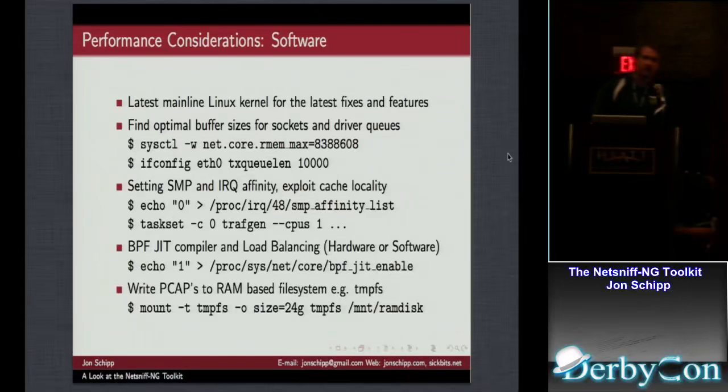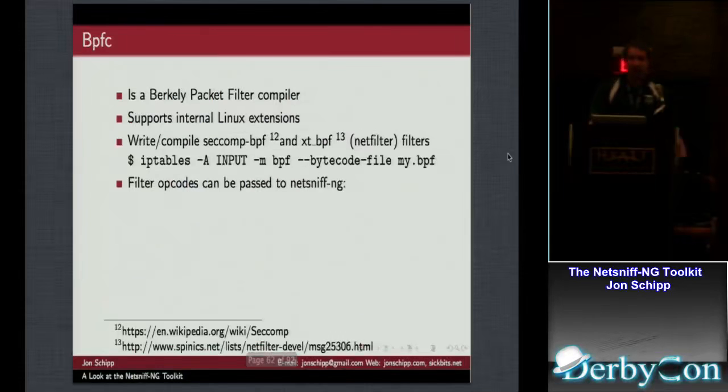And if your disk is too slow, which is the case for many of us, you can use a RAM disk. So you can just mount, here this is available, a 24 gigabyte RAM disk, and then you can write to that. And then later on, move it over to your hard drive at night or something. And BPFC, so this is the Berkeley Packet Filter Compiler.